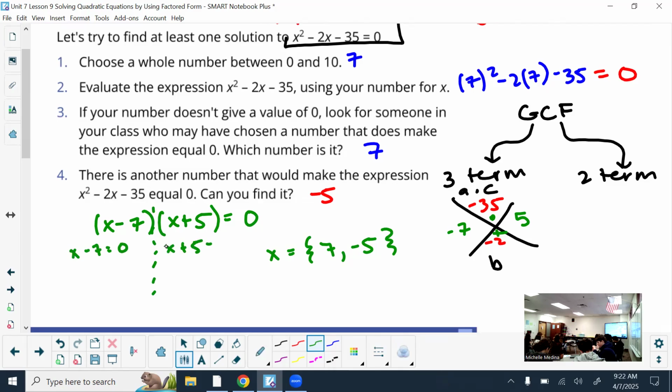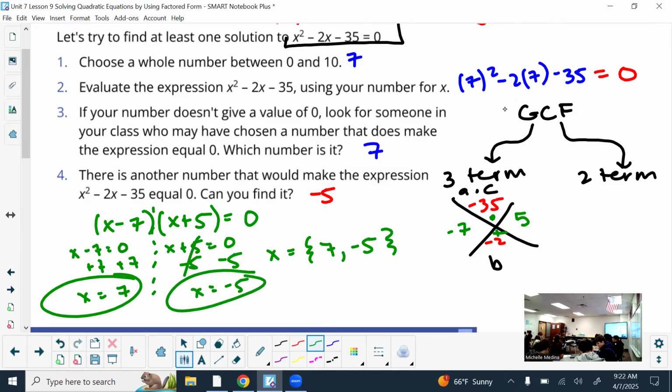If you don't remember the patterns, you would set each factor equal to 0 and solve for x individually. So add 7 to both sides. That's why one of our answers is 7. Subtract 5 from both sides. That's why one of our answers is negative 5. All right, so that's how you solve it by factoring, which we'll write out the steps for in the next problem.